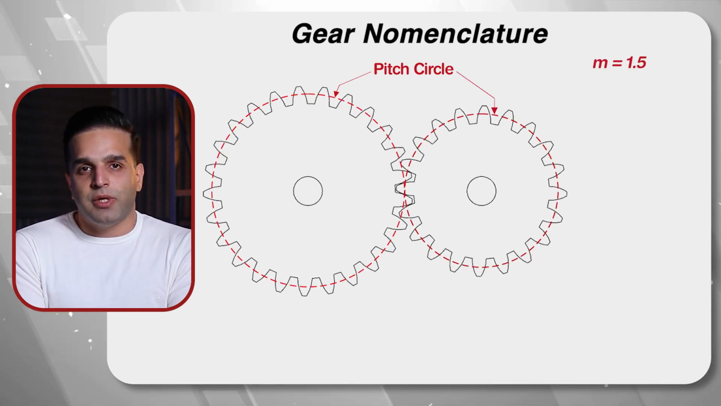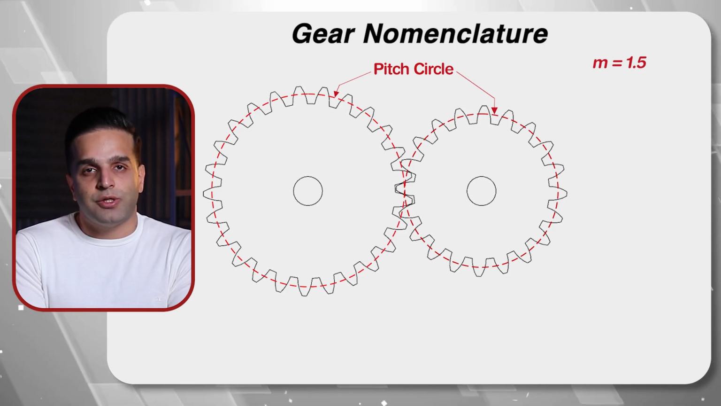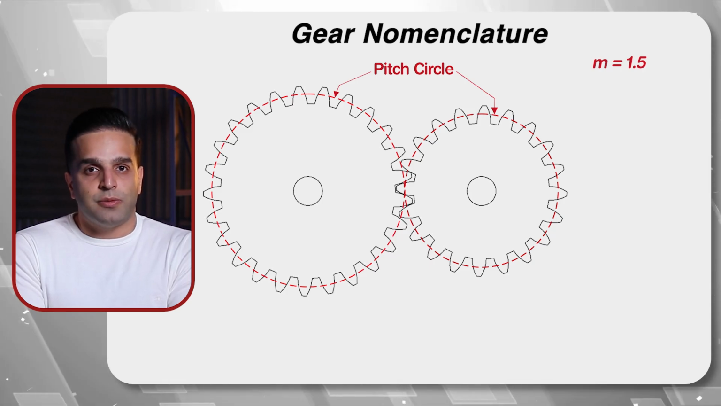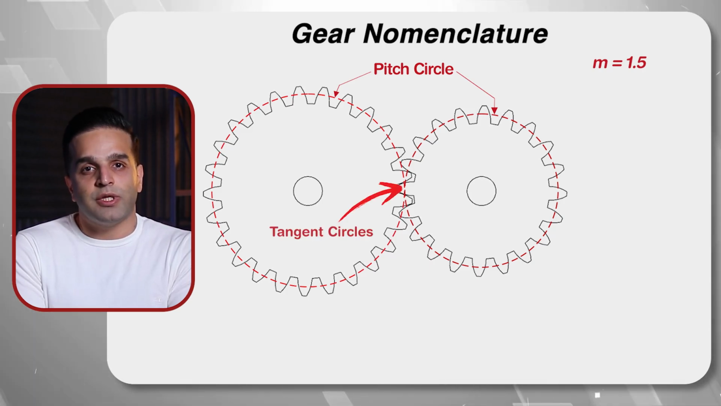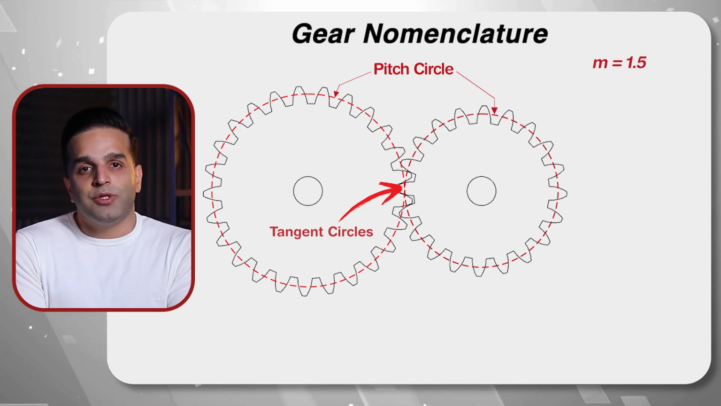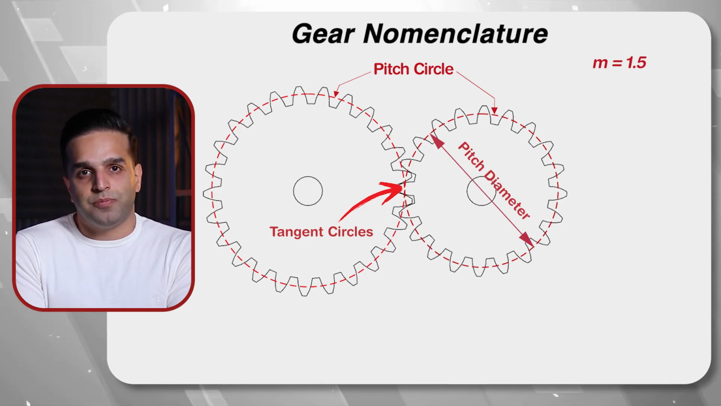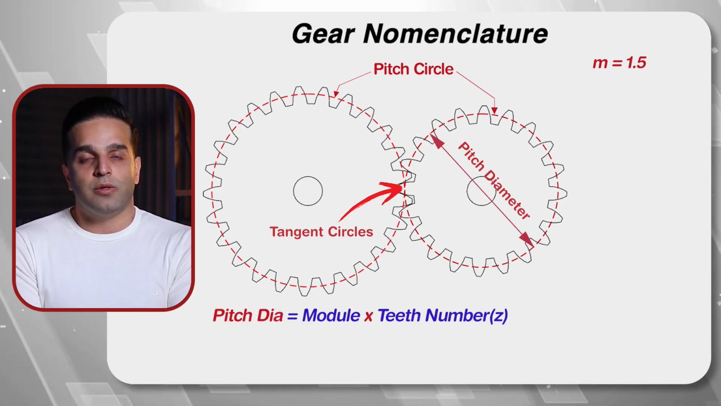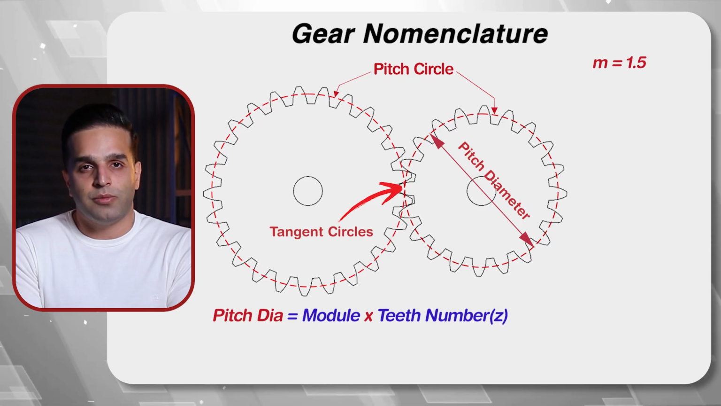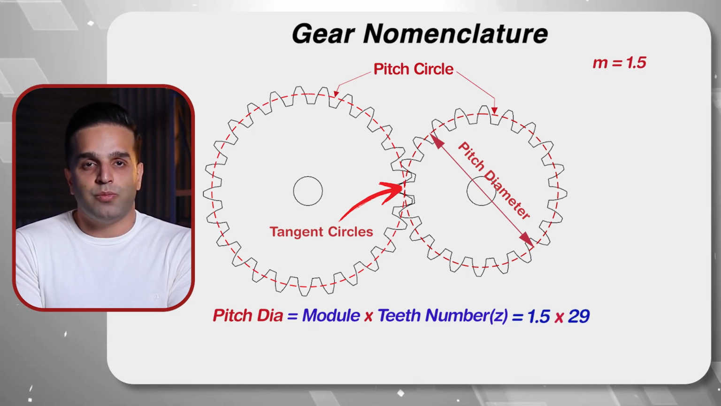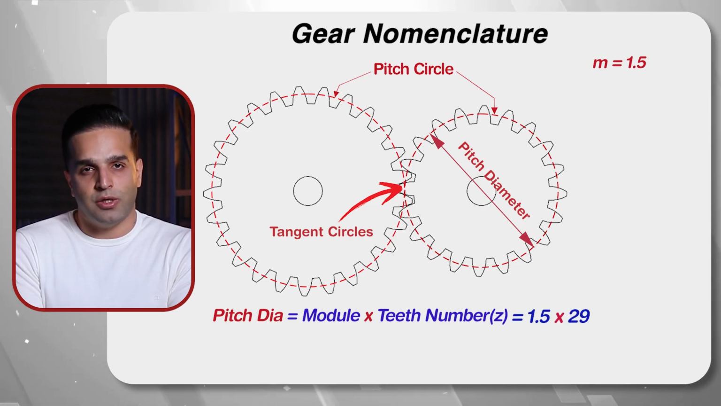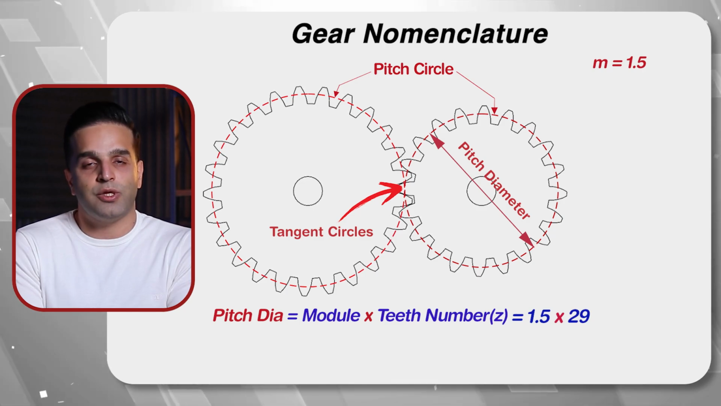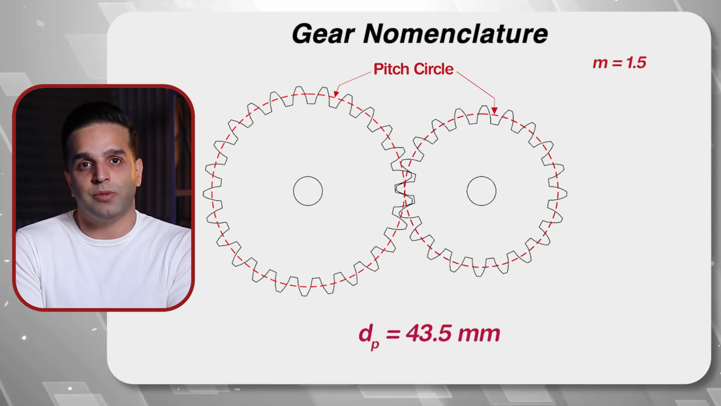Pitch circle is an imaginary circle where the gear teeth mesh. So we can say that when gears are meshing with each other, their pitch circles are tangent. The diameter of the pitch circle is called pitch diameter. If you multiply module by the teeth number, you obtain the pitch diameter. For our gear, the module is 1.5 and the teeth number is 29. So we can say our pitch diameter is 43.5 millimeters.